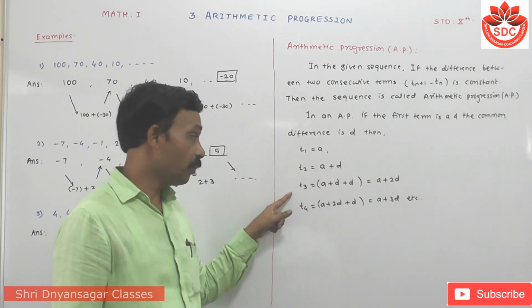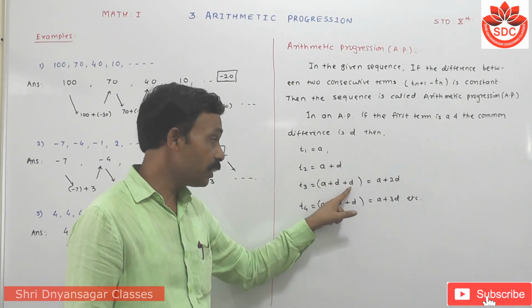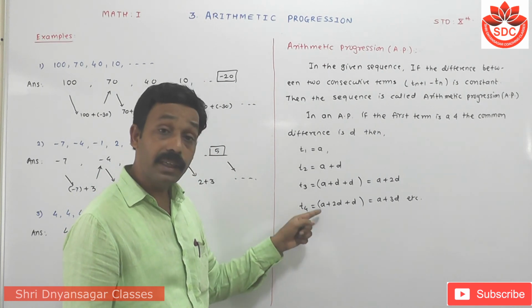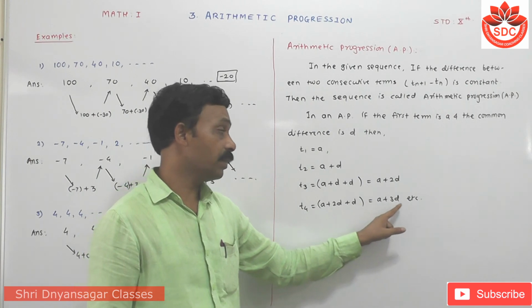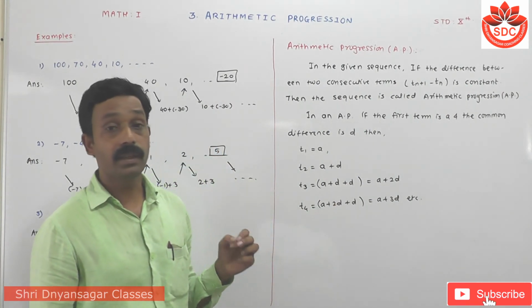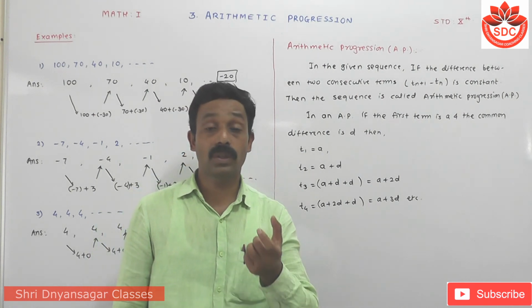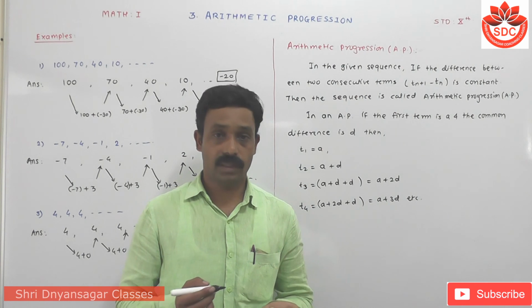Then T3 is obtained by T2 plus D. T2 is A plus D plus D, means A plus 2D. T4 is obtained by T3 plus D. T3 is A plus 2D plus D, means A plus 3D, etc. We get the sequence. Means that in this sequence, the difference between two consecutive terms is constant. Then it is called an arithmetic progression.